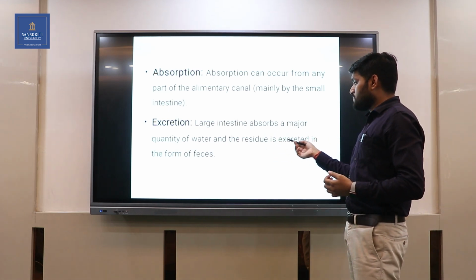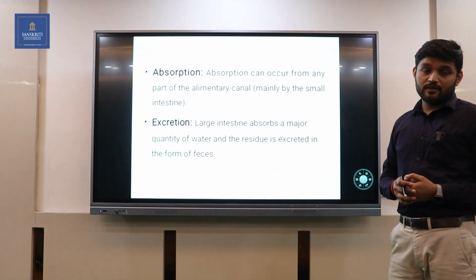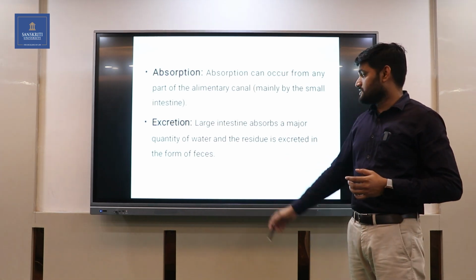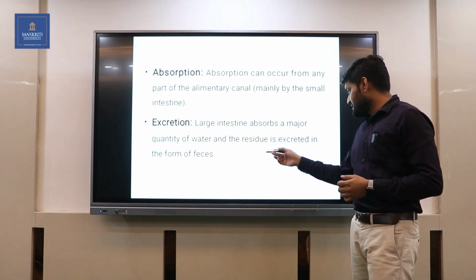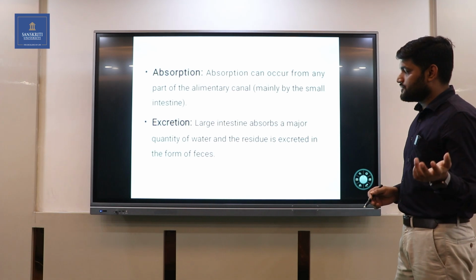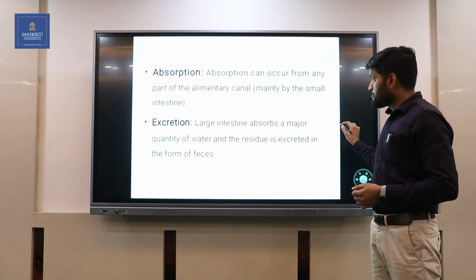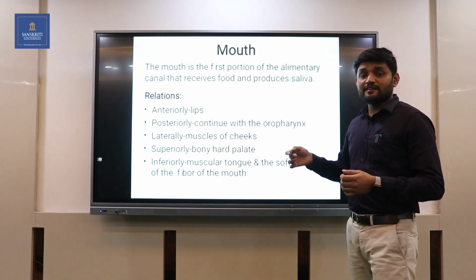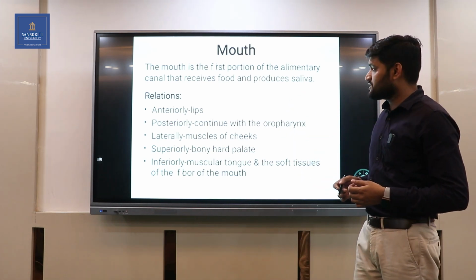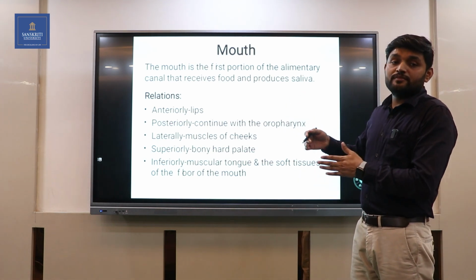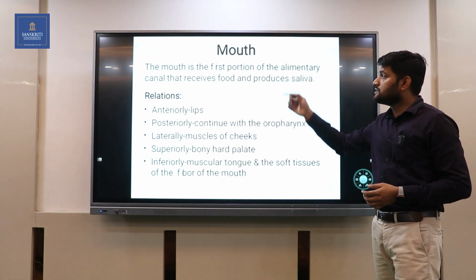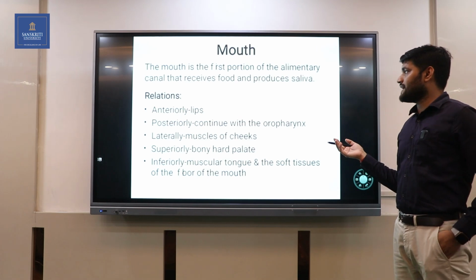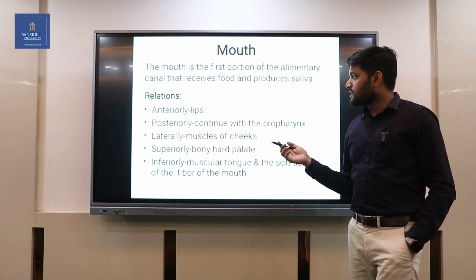The large intestine absorbs a major quantity of water. Where does absorption of water occur majorly? The large intestine. So water and the residue are excreted in the form of feces. For primary and accessory digestive organs we will discuss one by one. Mouth: the mouth is the first portion of the alimentary canal that receives food and produces saliva.